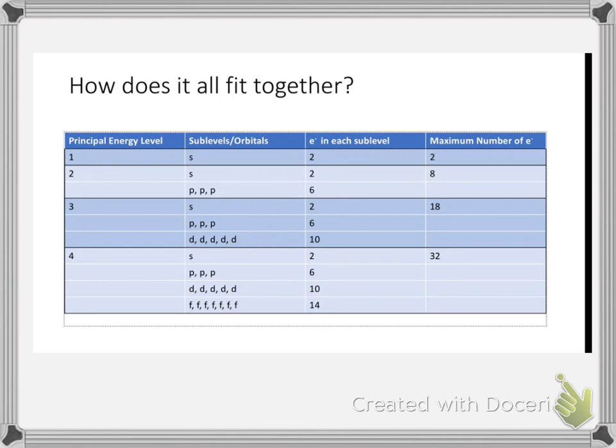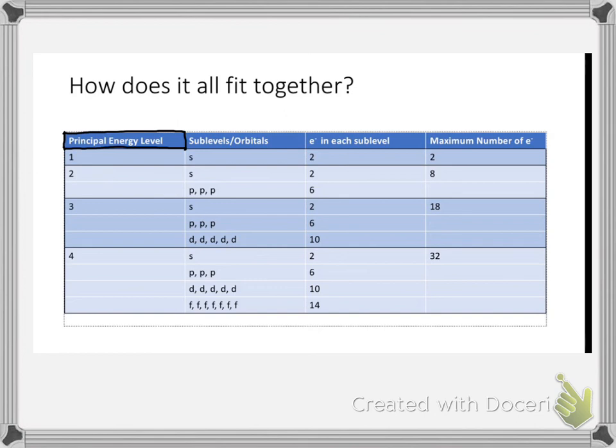Okay, so this is a slide I have for fitting it all together. You might want to just study this. I mentioned the first thing, the principal energy level, is right here. That's how far away you are from the nucleus. And I have 1, 2, 3, 4. Basically, anything after 4 will look the same because you can only have S, P, D, F.